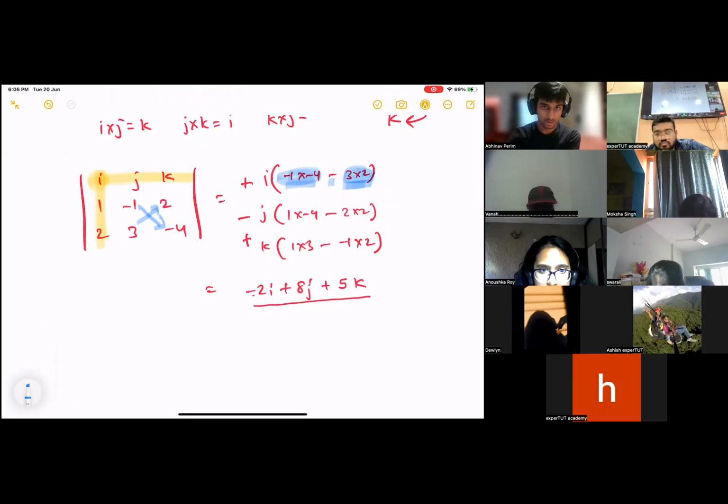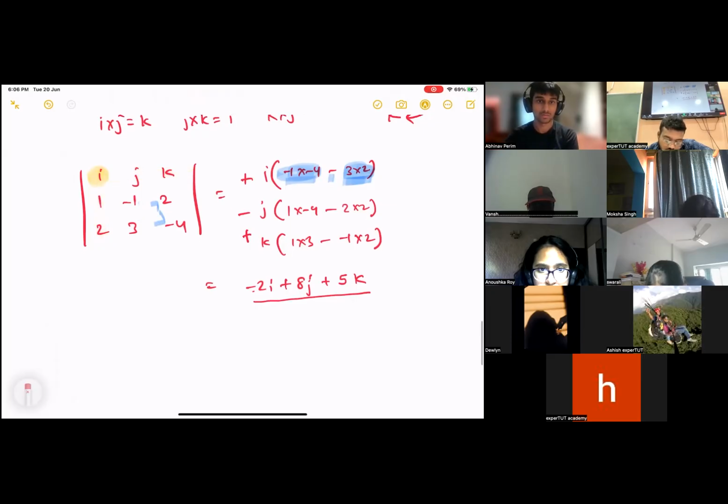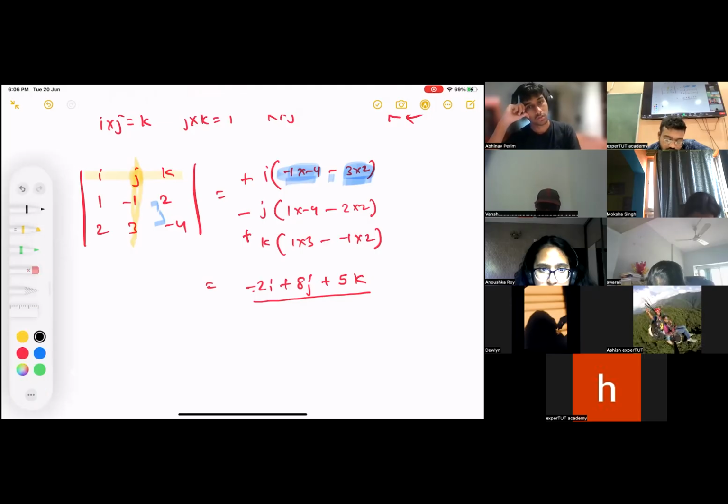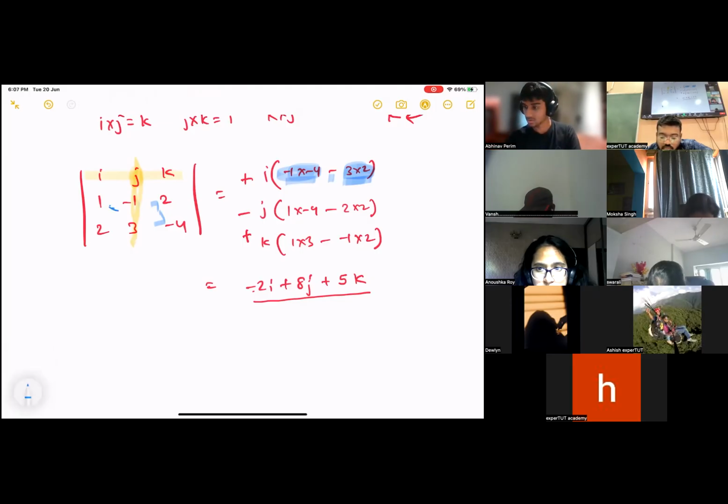Fine. Now the next is, let's say, j. So hide the row of j, hide the column of j. What things do you have now? 1, 2, 2 and minus 4. So multiply them like this and like this. So what will you write? 1 into minus 4 minus 2 into 2. Understood?